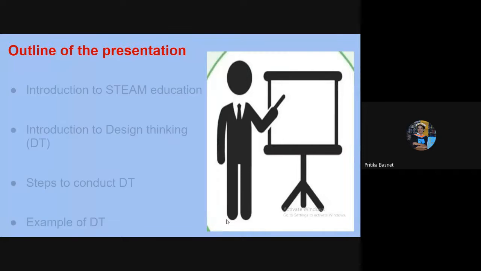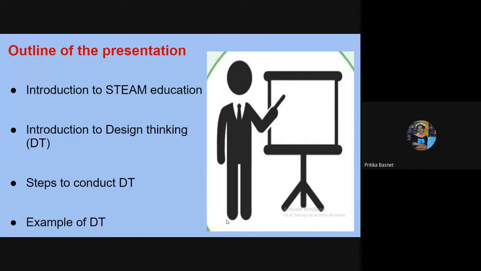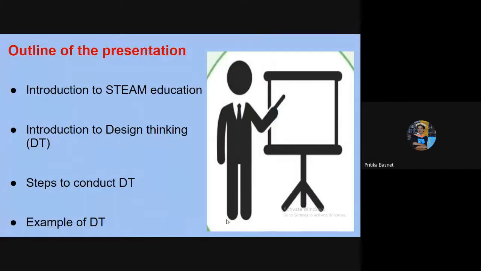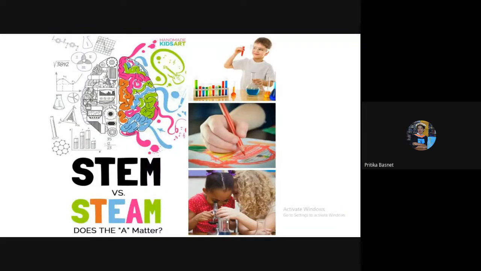Next slide. Okay, this is the outline of the presentation. The first one is the introduction to STEAM education, then introduction to design thinking, steps to conduct design thinking, and examples of design thinking. For now, I will be explaining the first 3 agenda. We will go through the theoretical part, and after that, Ravina ma'am will explain the fourth agenda. We will have an example regarding the latest issues of assessment. So without delaying, I will embark on our agenda.